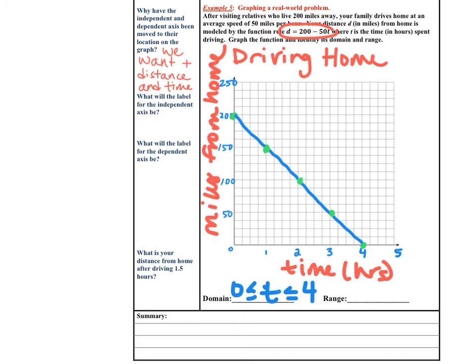Sarah, where would my output values, what's the range for those? 0 to 200. Yeah, same. So because of this problem, we're only using those specific values. We don't use anything more than that. That would be a different trip.